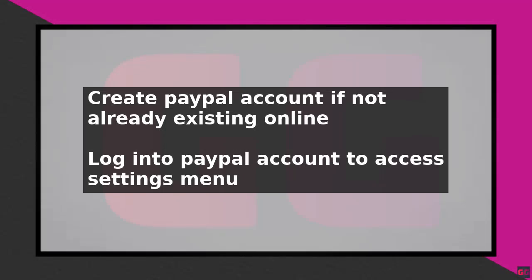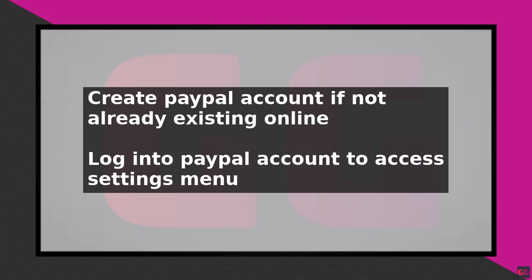To create a PayPal Me link, start by going to the PayPal website and logging into your account. If you do not have a PayPal account, you will need to create one first. Once you are logged in, click on the settings icon, which is usually represented by a gear.